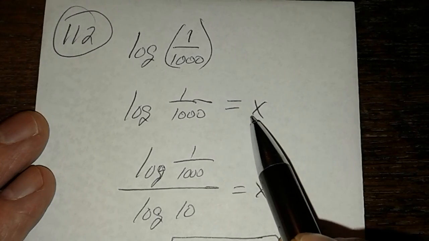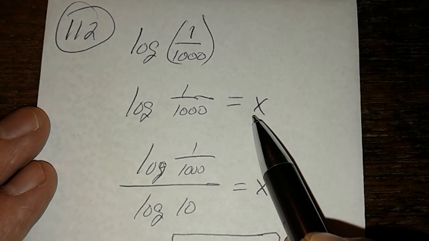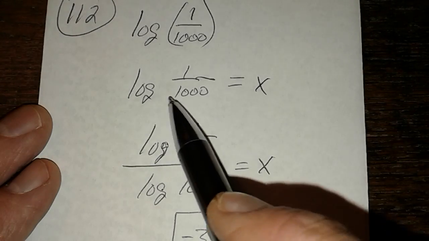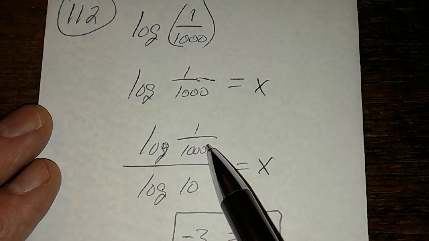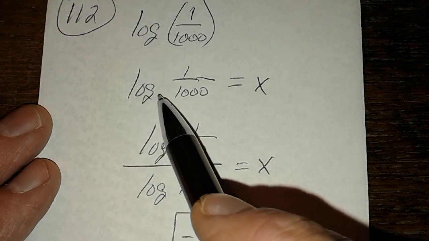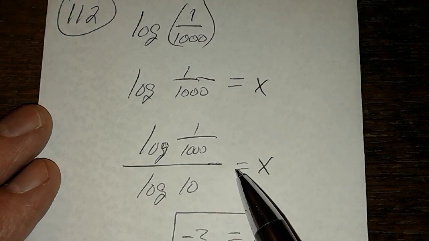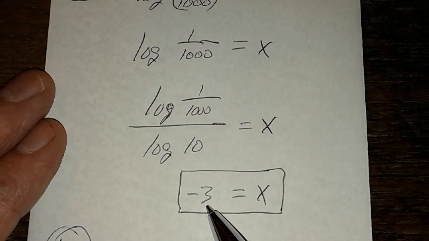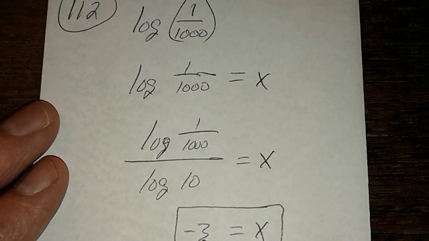I like to write it this way. I like to add the equals x. If you forget, just use change of base. So log of the big number, 1 over 1,000, divided by log of the small number, log of 10, equals x. Now this is kind of the long way to do it, but it'll get you to the answer of -3. Anybody's calculator can do that.